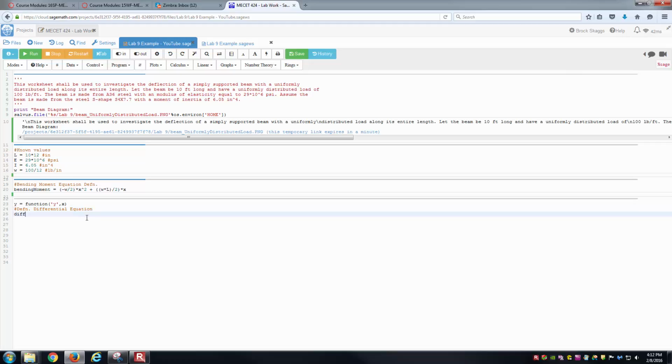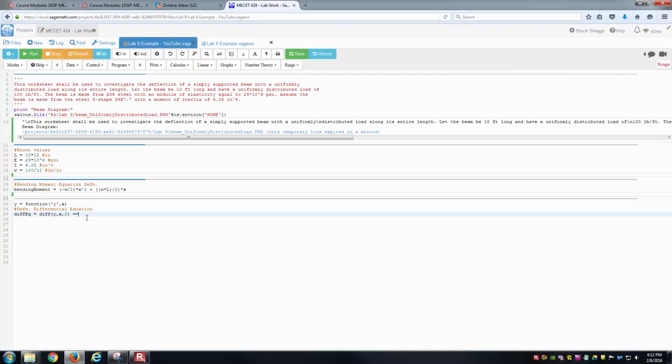And so that diff eq, if you will, is going to be equal to the second derivative of y. So I'll say differentiate y with respect to x 2 times. And so that is the syntax. Diff is the function call. We pass in y, our formal function, and we're differentiating it with respect to x, and we're going to take 2 derivatives there.